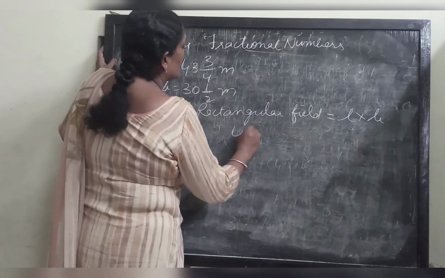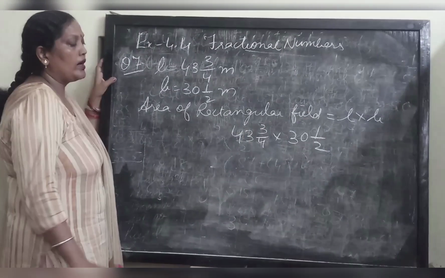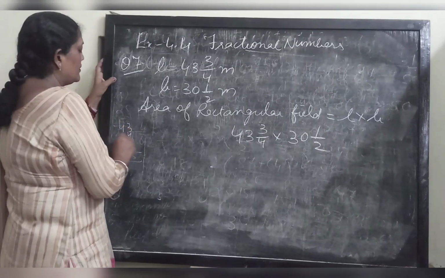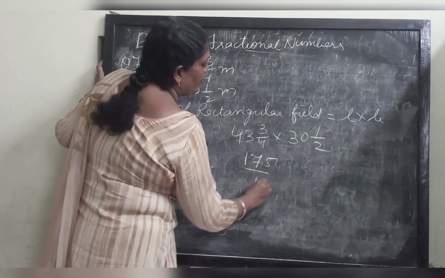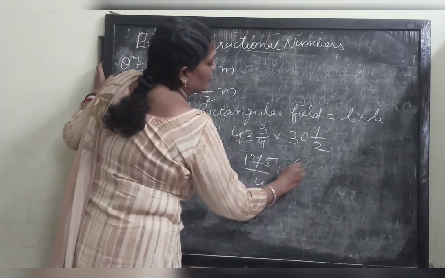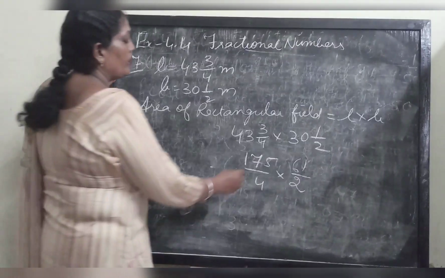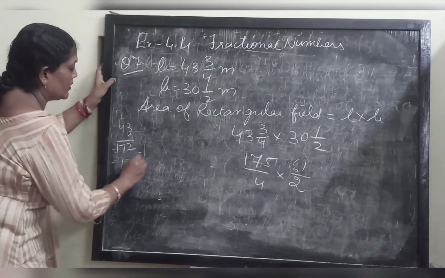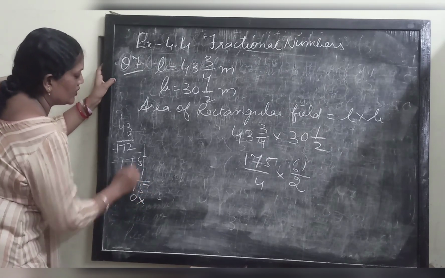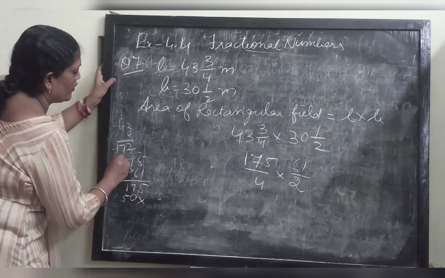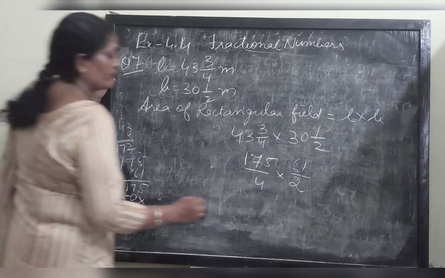Now 43 3/4 multiplied by 31/2. What is 43/4? 4 3s are 12, 1 4 is 4, 16, 172 plus 3, 175/4. 30 2s are 60 plus 1, 61/2. Any cancellation? No. Then simply you multiply these two. 175 into 61. That is 175, 6 5s are 30, 3, 7 6s are 42 and 3 is 45, 4 10, 5 7 6 0 1.